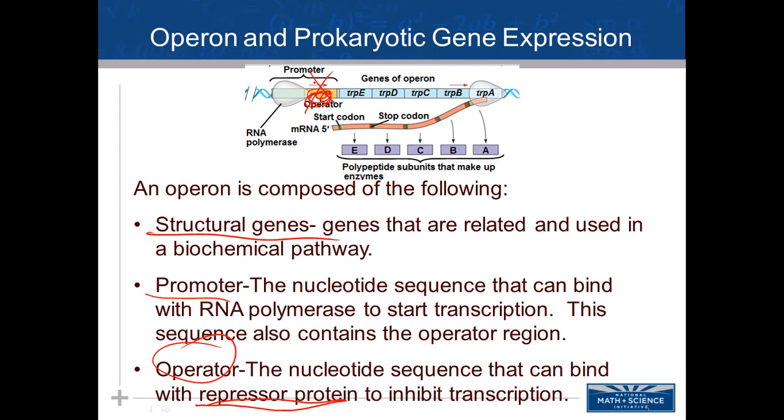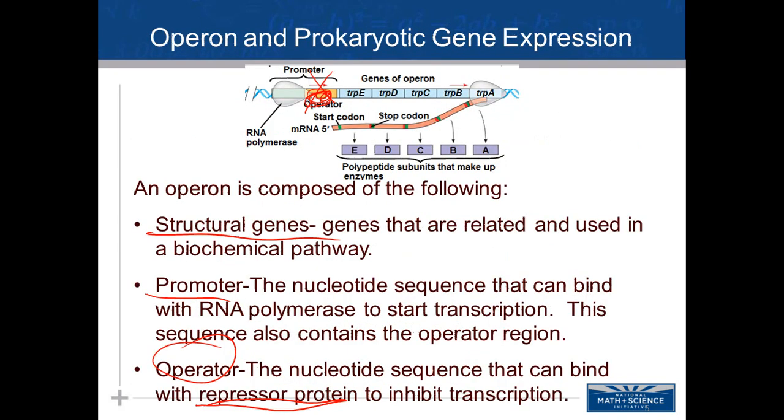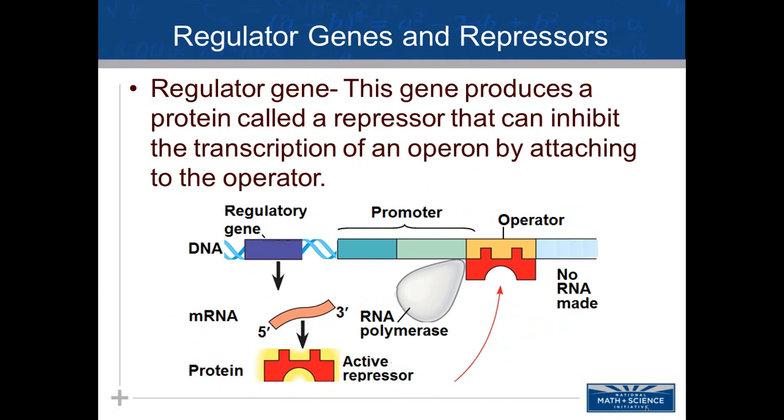You might be asking, how in the world are repressor proteins made? Well, a little distance from the operon is a regulator gene. A regulator gene produces a protein called a repressor. And as I mentioned, a repressor protein has the ability to attach to the operator, and it prevents the RNA polymerase from transcribing the operon.